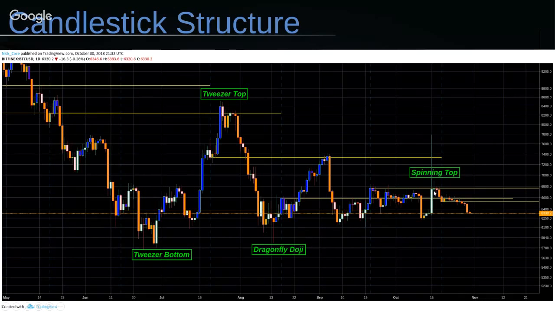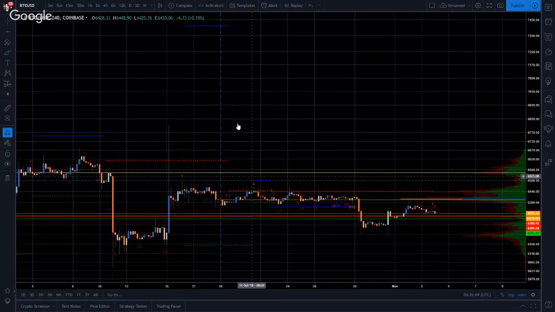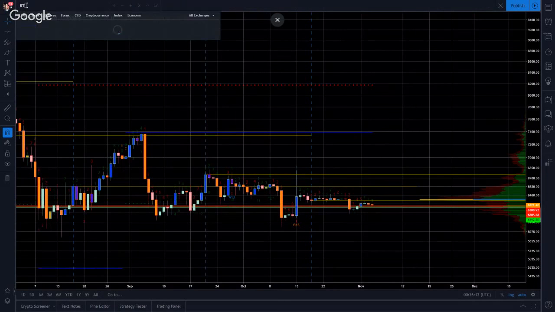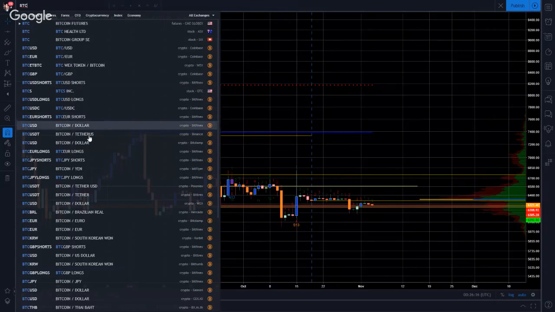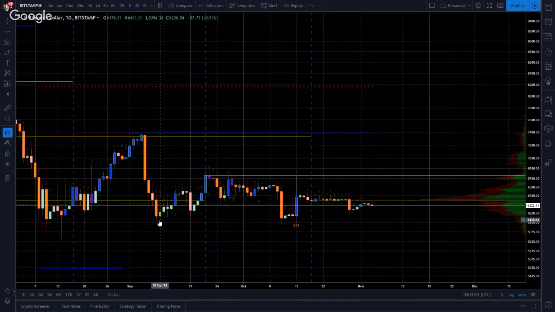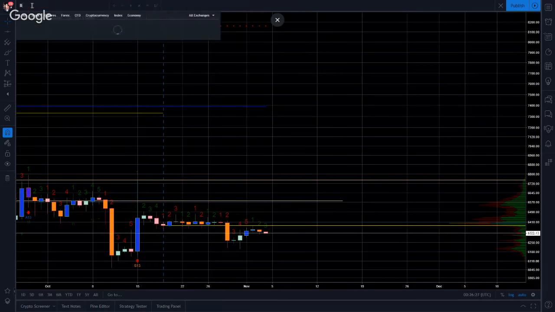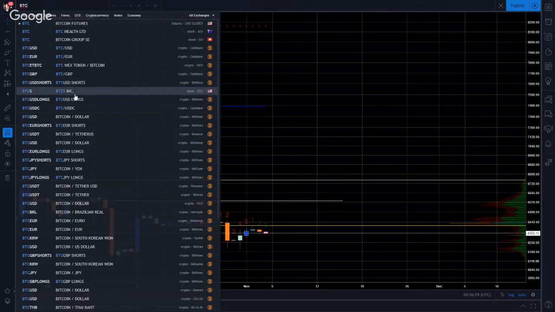So if you're watching this in real time, we'll switch over to the charts. We're on Coinbase here. Let me switch over to Bitfinex. You know what? I think Bitstamp had a decent spinning top on there. Yeah, use the next one because it's a better example, because of the anomaly on the candle prior.